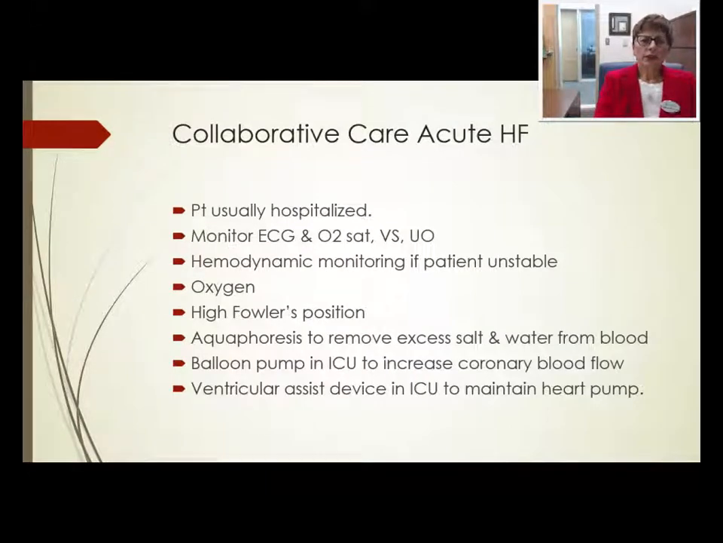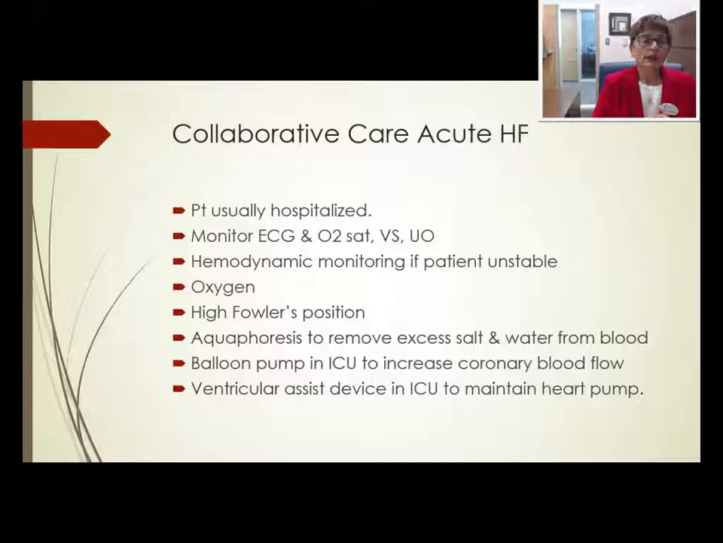If the patient has acute decompensated heart failure, the patient is usually hospitalized. We're going to monitor their ECG. It's hard to get used to saying that term. And their oxygen saturation. They're going to monitor their vital signs and their urinary output.